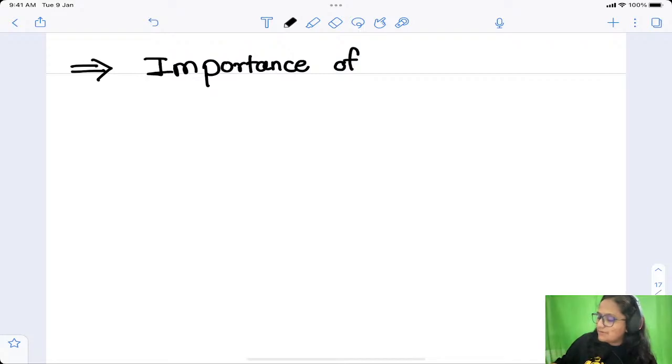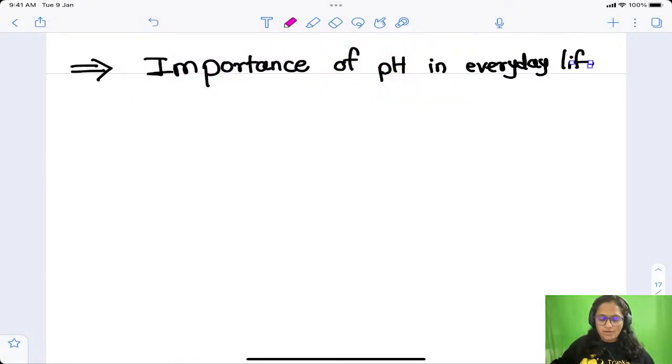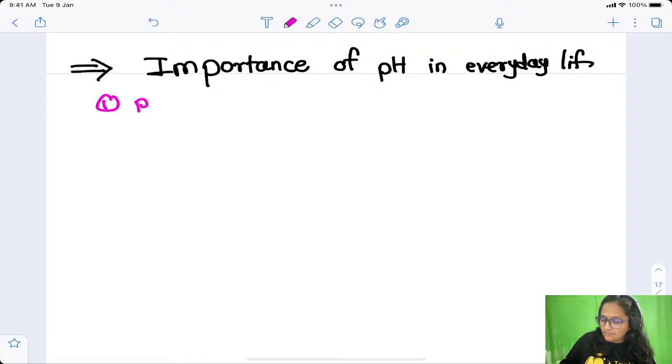Importance of pH in everyday life. Okay, yes, one by one let us see all these things. So first of all, the first is about the pH in our digestive system.